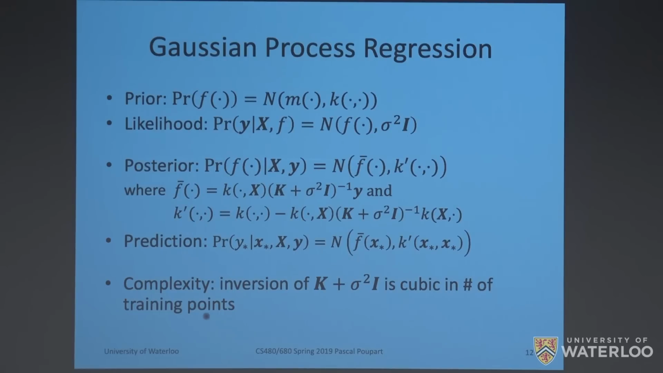And then the complexity of doing all this is going to be essentially cubic in this matrix K plus sigma squared I. So that's essentially our kernel matrix at all the pairs of data points. So it's going to be cubic in this, so that's why it's cubic in the number of training points. Okay, any questions regarding this?